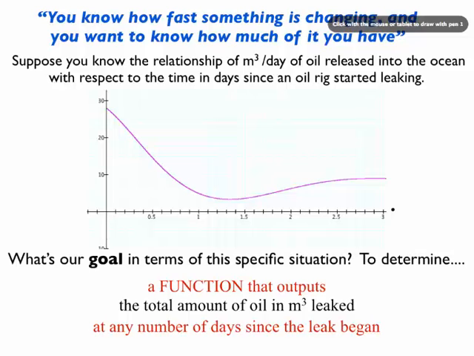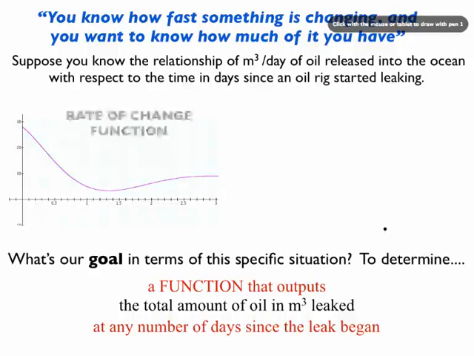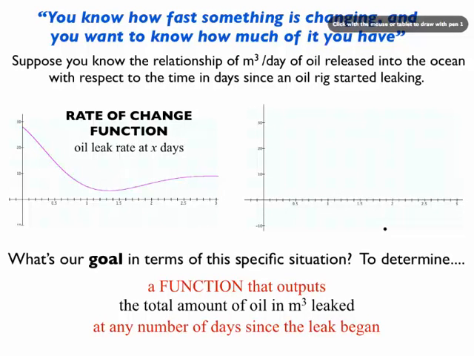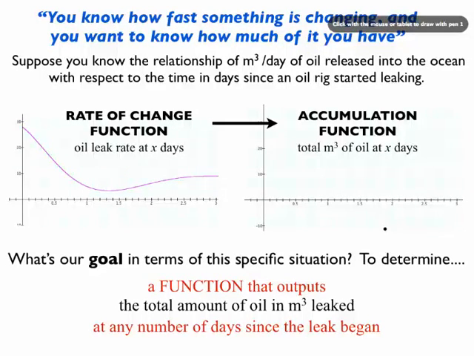That's what we want. We want a function that says, I want to know how much oil has leaked at 0.6 days, at 1.9 days, or 2.6 days. Not just the total amount at the end, but a function that, as time increases, lets us track the oil being outputted into the water. This is the rate of change function. What do we want to build out of that? A how much function. An accumulation function: total meters cubed of oil at x days.